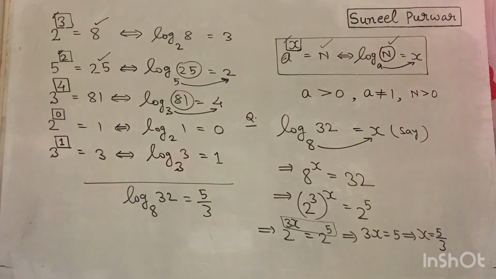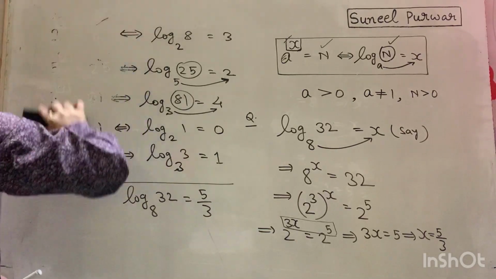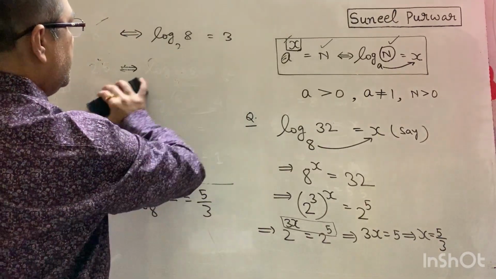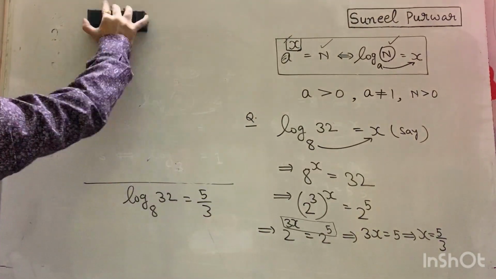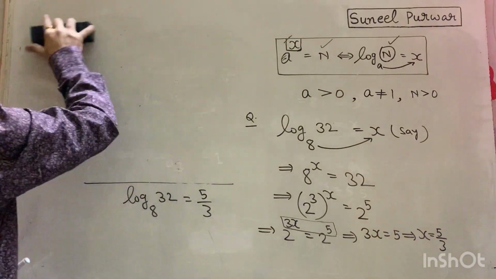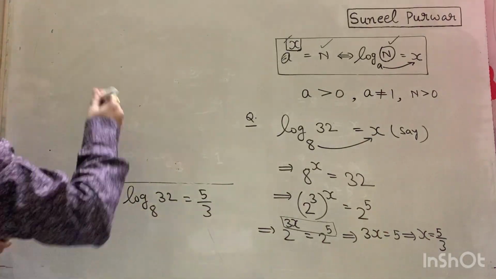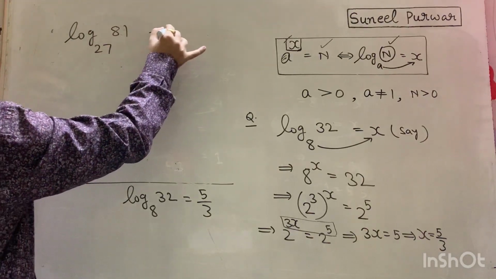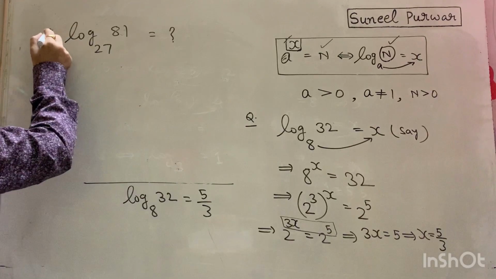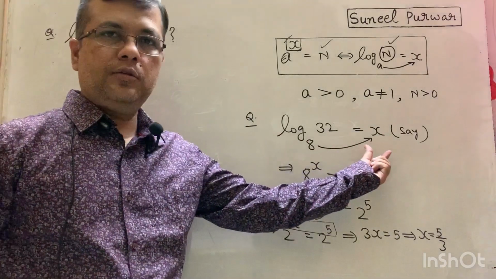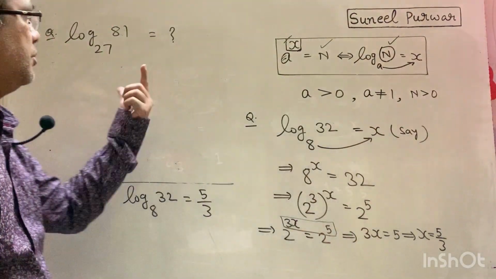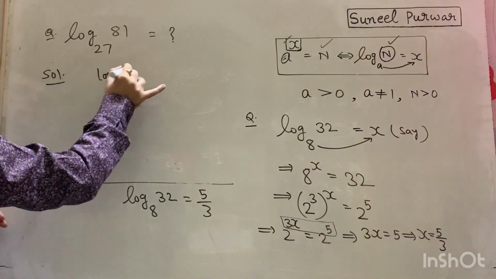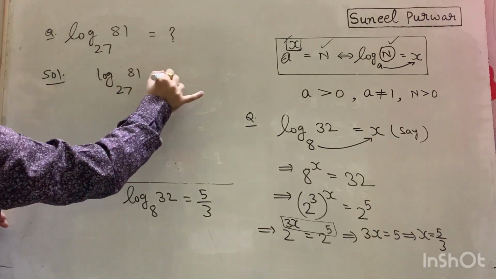Okay. Similarly, try to say log of 81 at the base 27. Log of 81 at the base 27. How much? So I have explained to you the method how to find it. Say this number is x. Log of 81 at the base 27 is equal to x.